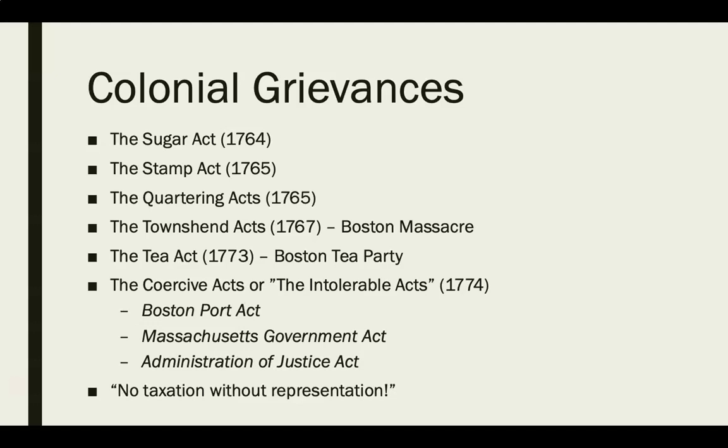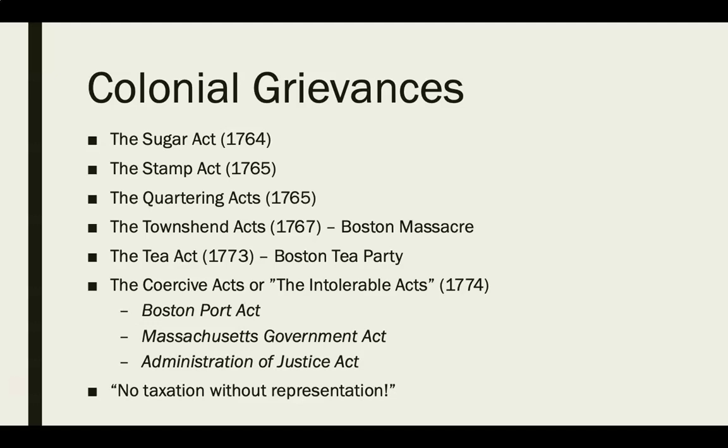And then the Massachusetts Government Act and the Administration of Justice Act pretty much protected British soldiers and also gave the right to appoint council members to governors who were appointed by Parliament. And it took away colonists' freedom to choose who represented them. So they didn't have representation in Parliament over in Great Britain, and now they no longer could have a say in who represented them in local government.